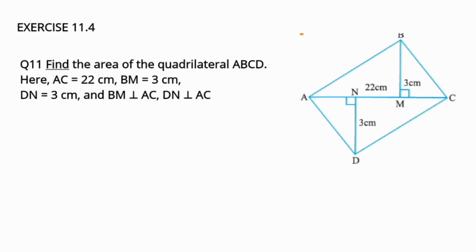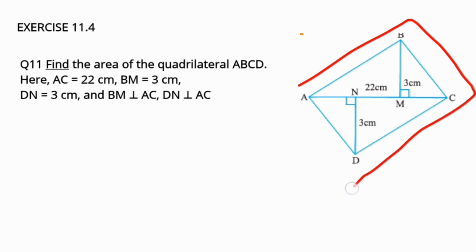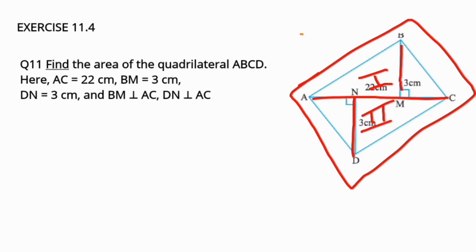Question number 11. Find the area of quadrilateral ABCD. This is a quadrilateral ABCD and we need to find out its area. AC is its diagonal and is given 22 centimeter. BM and DN are perpendicular on AC and their measurements are given. So how will we find the area of this quadrilateral? We can do one thing. We can calculate the area of this first triangle and second triangle and add them to find the area of the quadrilateral.